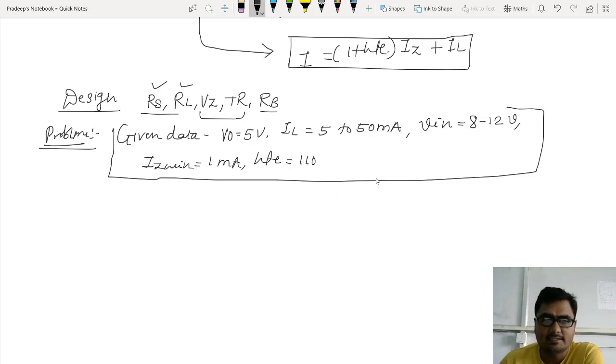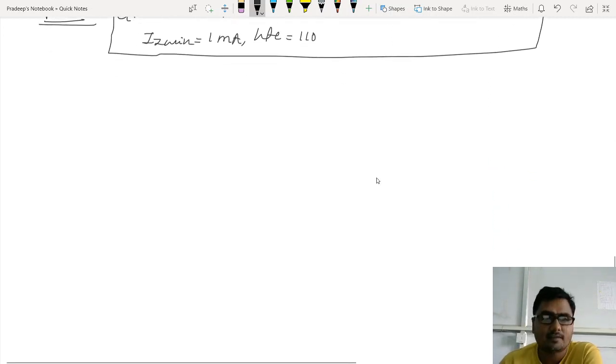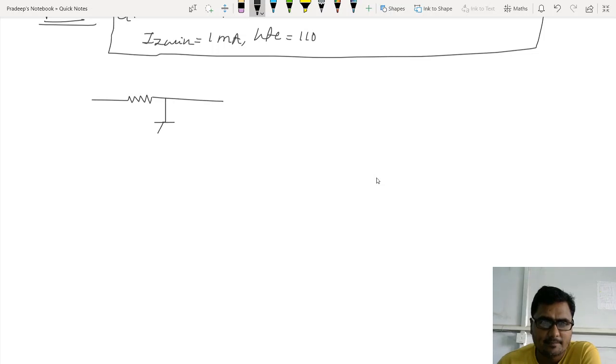So let us start with designing the transistor shunt regulator. How to start? Obviously step 1 is always a circuit diagram. After the circuit diagram, we have to start with load resistance, is it not? See, this is the Zener, and okay, let me connect resistor RB also. As I told you, it is optional to connect RB, but practically I'm going to use this RB, so that's why in my case I'm connecting this RB.